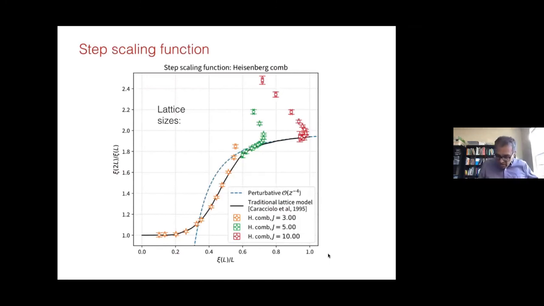So at J equals 3, notice, these are all different lattice sizes. At a given J, the only thing I can do is change my lattice size. And there is a mass scale generated.